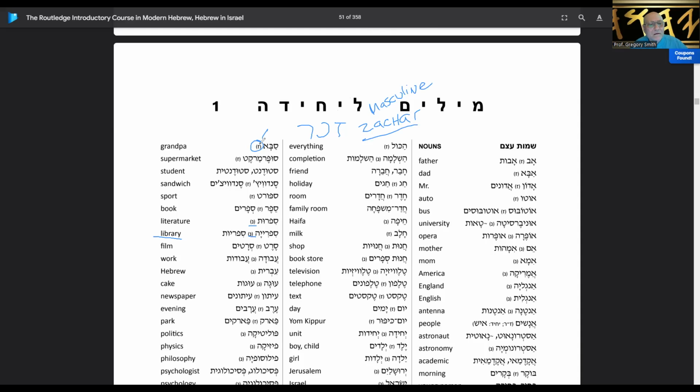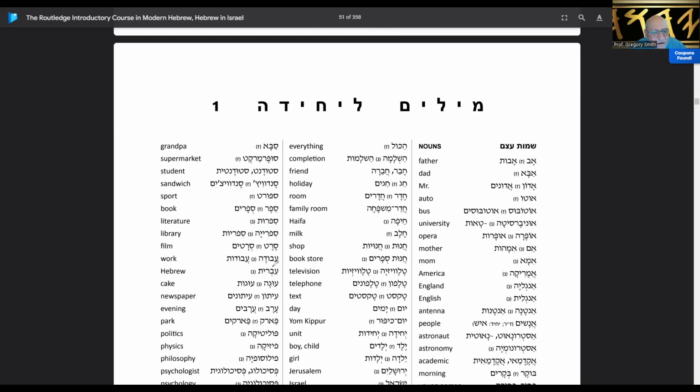So notice that each of these vocabulary words, these milim layehida, these unit words, always have a gender next to them. So we know that saba is obviously zachar, masculine. How about this one? Sifrut, which is literature. Notice it uses nekeva, which is feminine. So that's what that means.